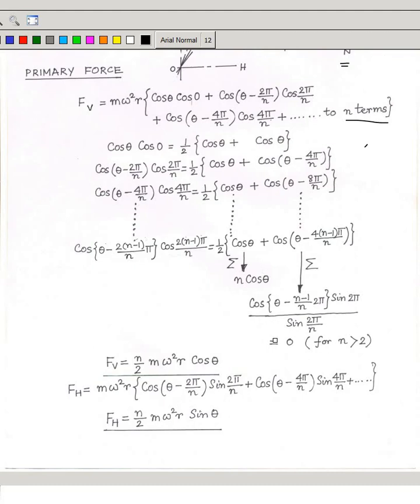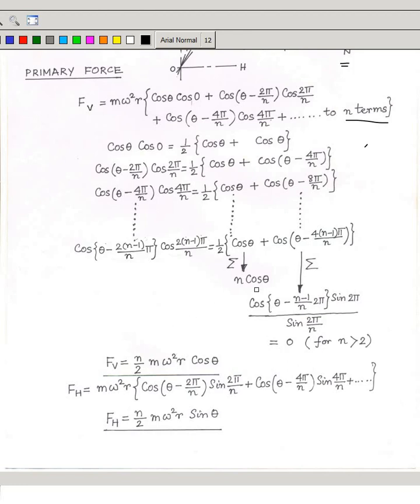So this is 0, because the numerator is 0, but the denominator has to be non-zero. If n is greater than 2, then the denominator is non-zero. If n equals 2 or n equals 1, the denominator is 0. For n greater than 2, the denominator is non-zero, so this term cancels out. For n greater than 2, that means a 2-cylinder radial engine, that is 180 degrees apart.